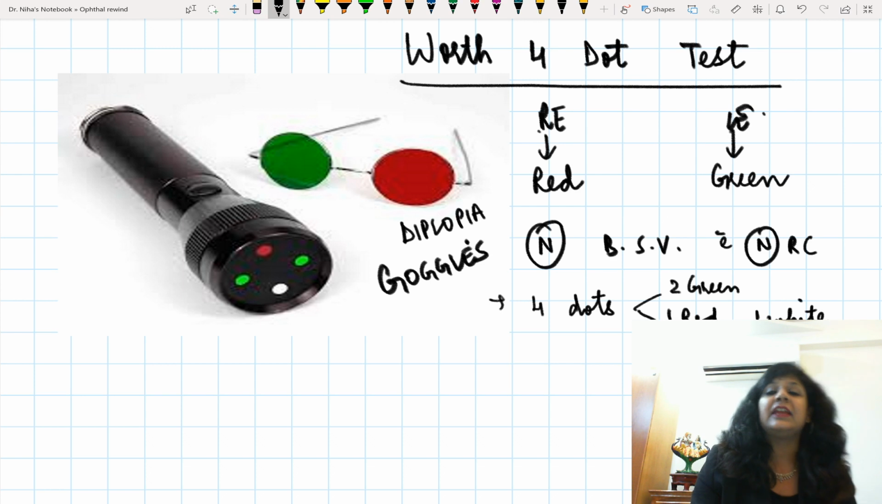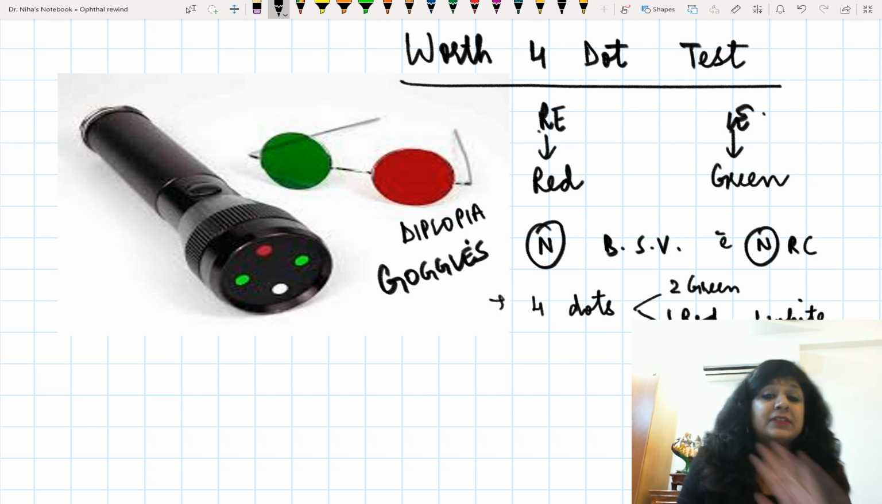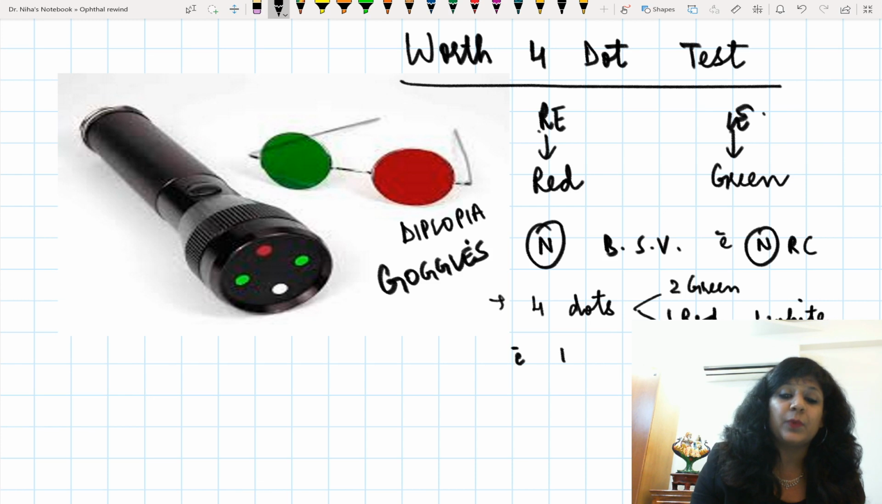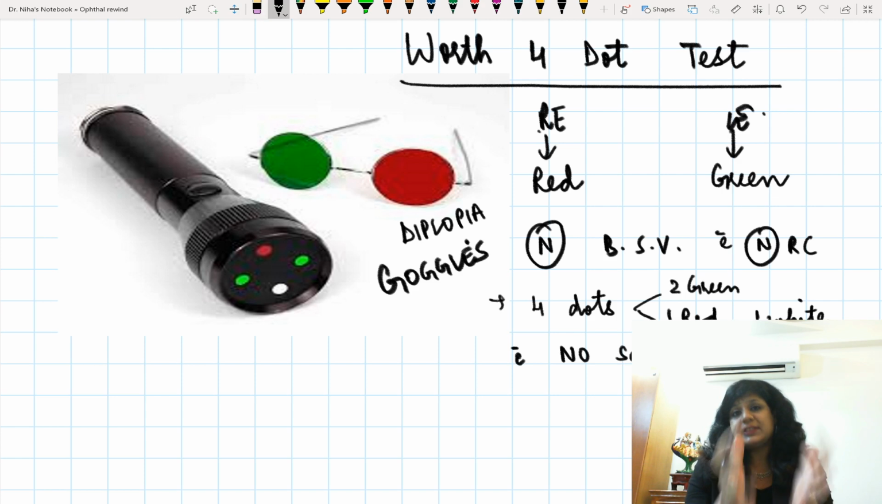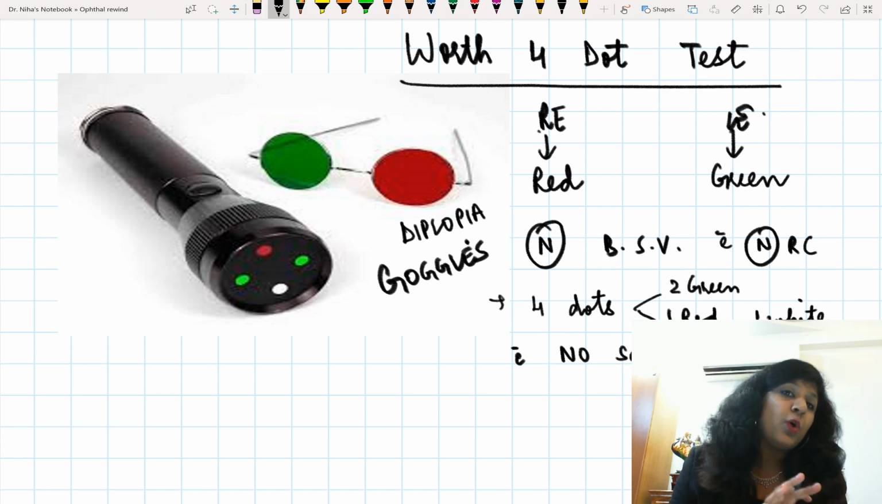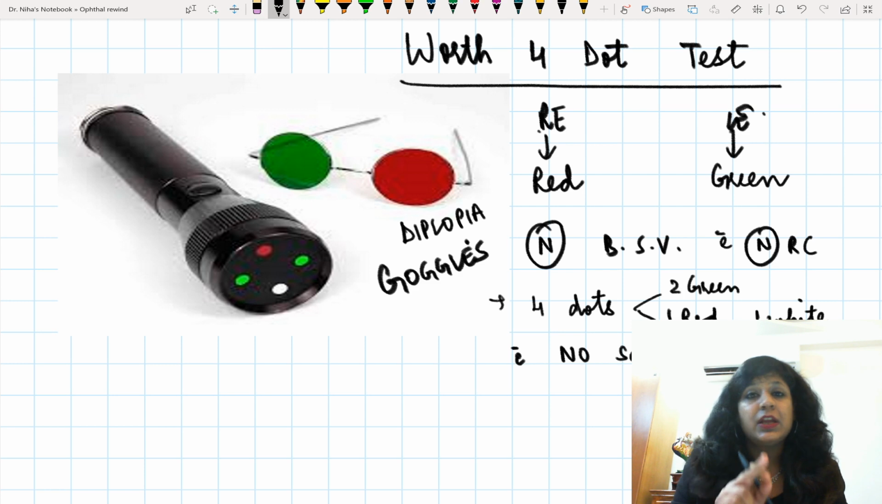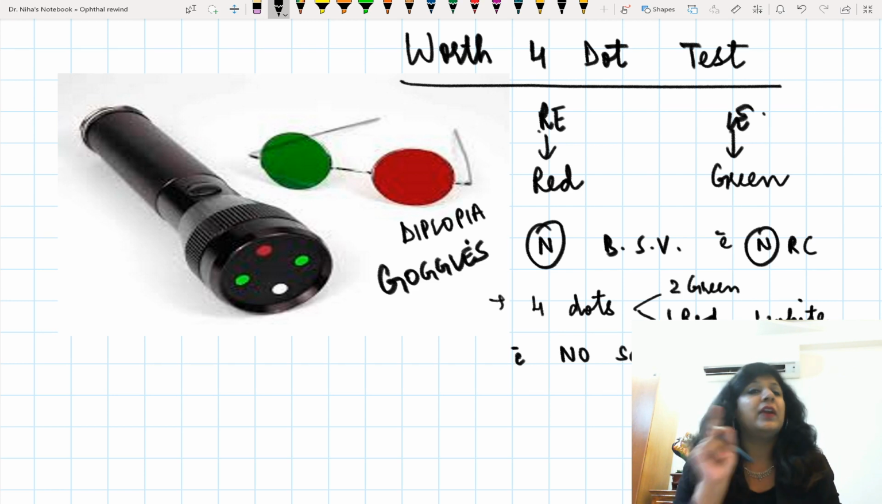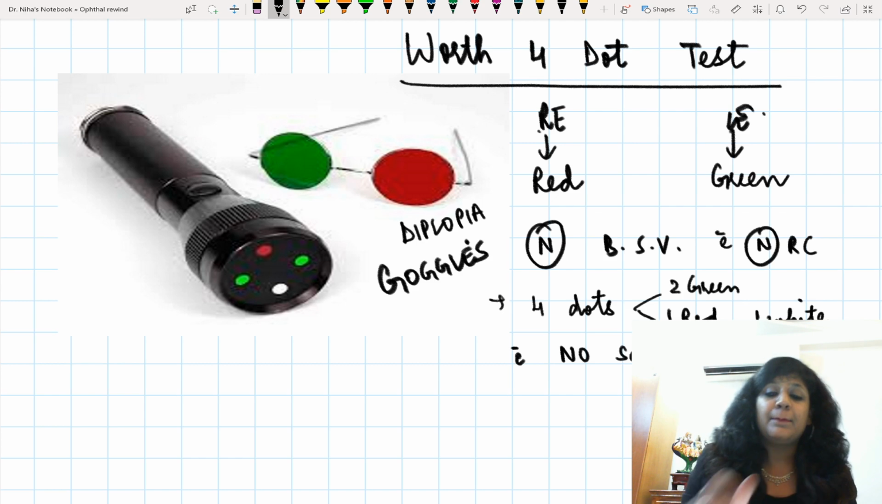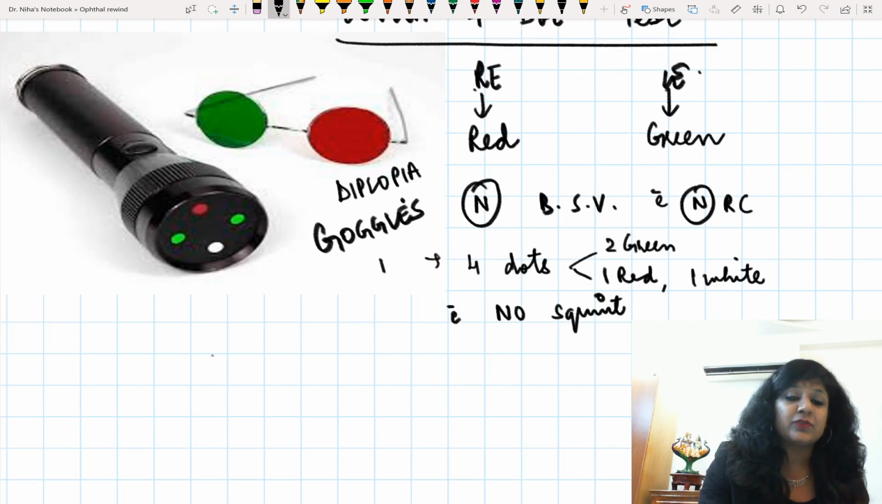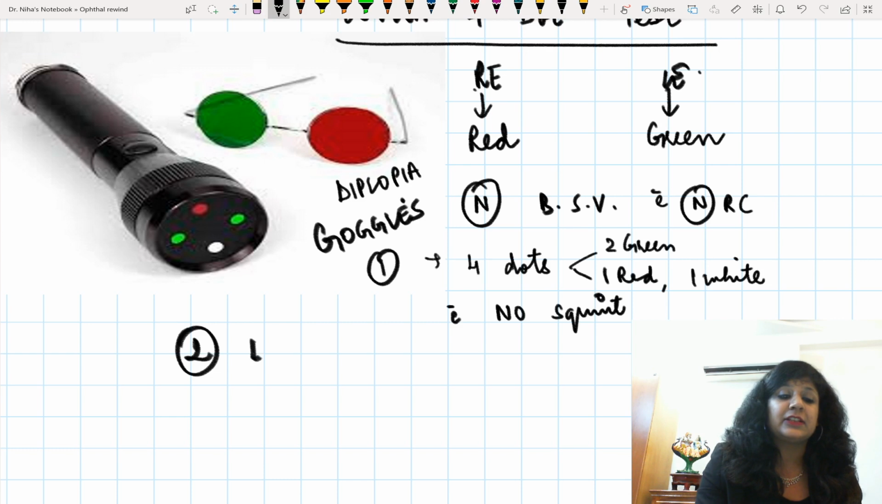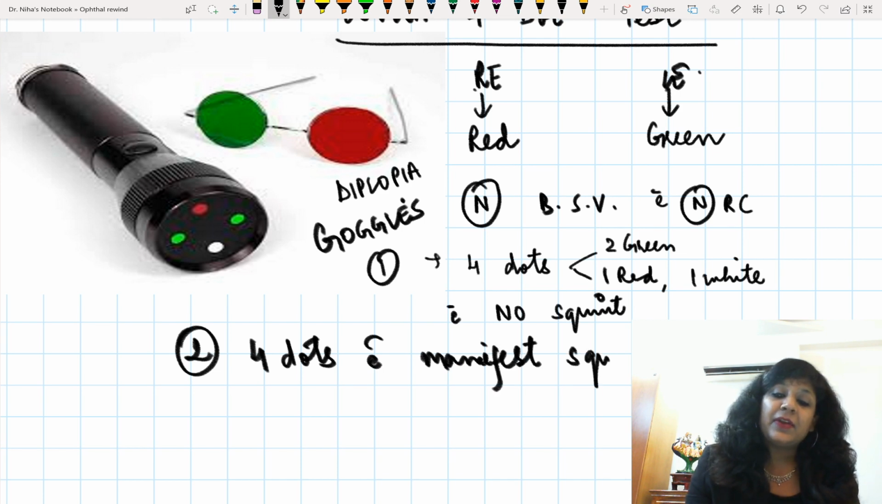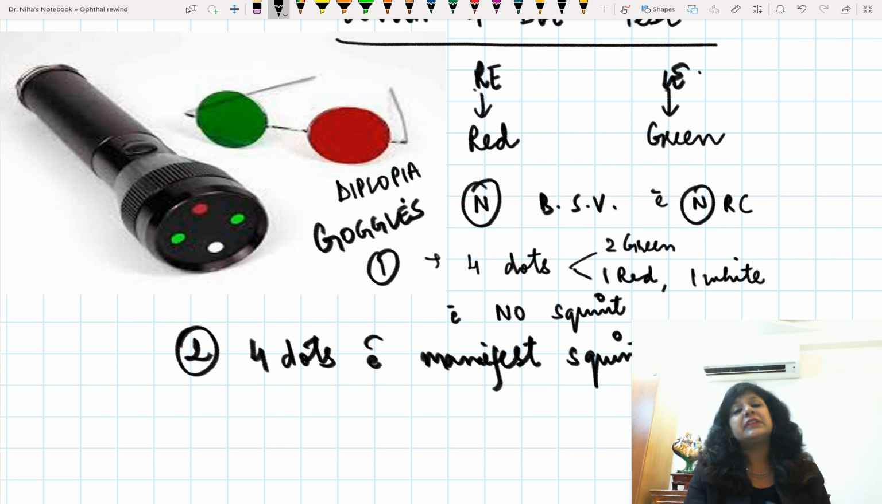So if you are seeing 4 dots in the absence of any squint, the person is not having any squint, you cannot see any squint, and you are able to see all the 4 dots, the 2 green, 1 red and 1 white, then I will say that it is normal. This was the first possibility. The second possibility is that the person is seeing 4 dots with a manifest squint. Squint is there, but even in the presence of the squint, the person is seeing 4 dots.